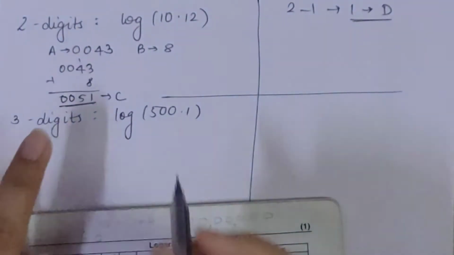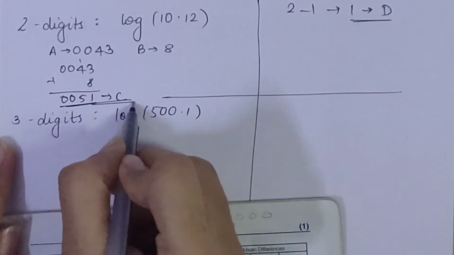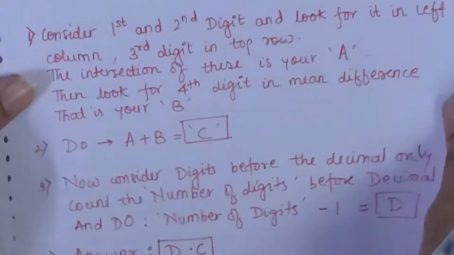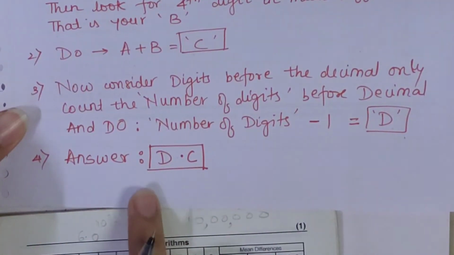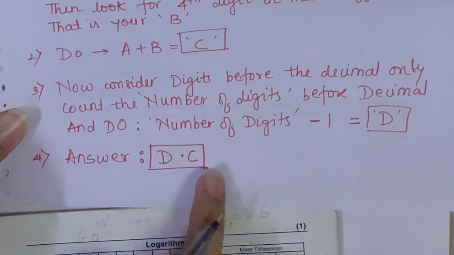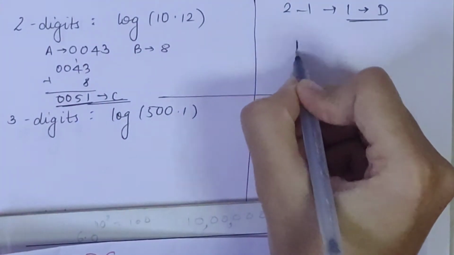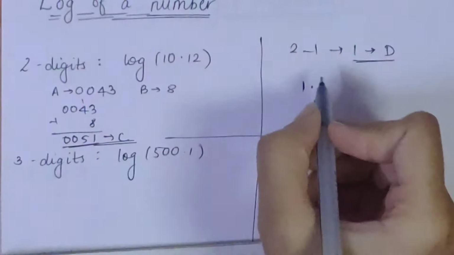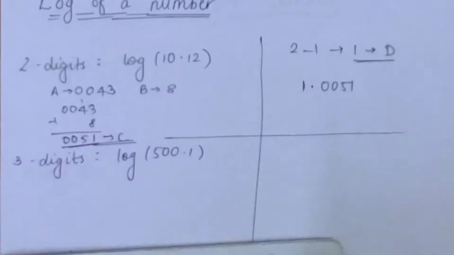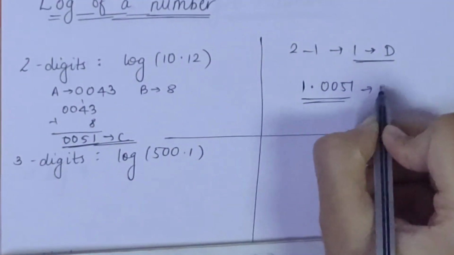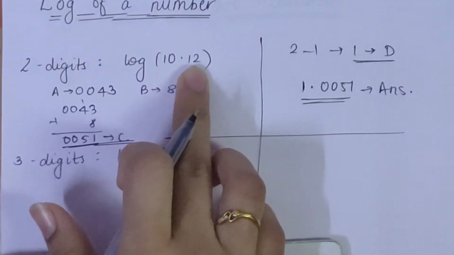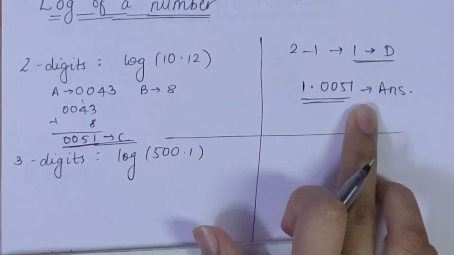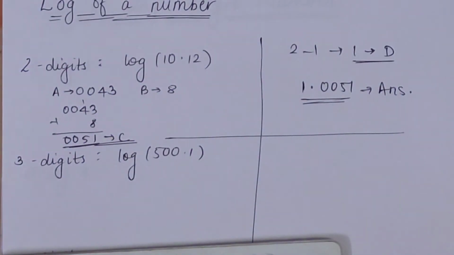So, I've got my D, I've got my C. So, what is my fourth step? Your answer is ready already. The fourth step says your answer is D point C. So what is my D? 1 point C. 0051, and that's it. And this is your answer. So when you take log of 10.12, your answer is 1.0051.